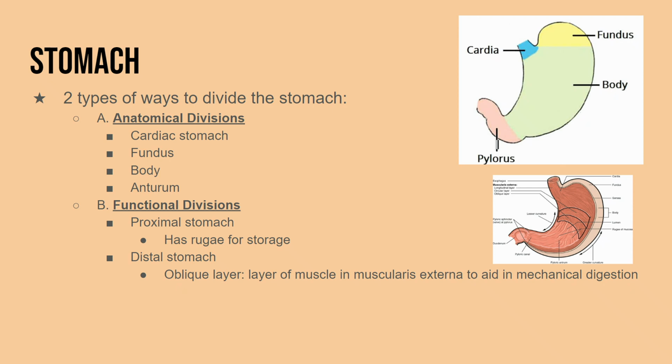And then there are 2 ways to divide the stomach. You have the anatomical divisions and the functional divisions. Talking about the functional divisions, you have the proximal and distal stomach. The proximal stomach is for storage, and it has specially rugae for that. And the distal stomach has an extra layer of muscle that helps churn the mixture of food in there to help it digest mechanically.